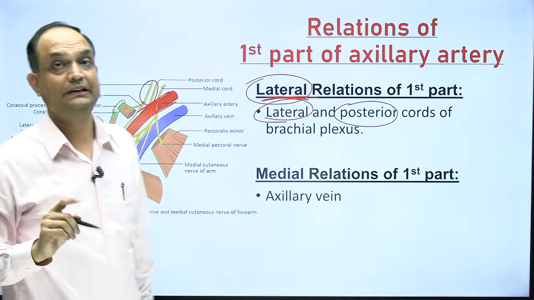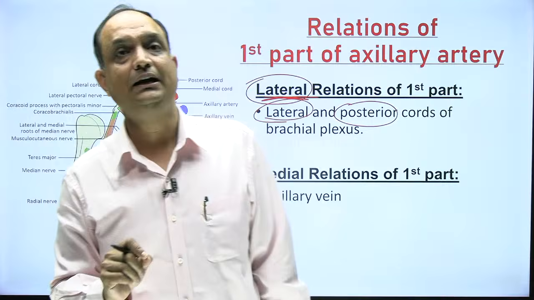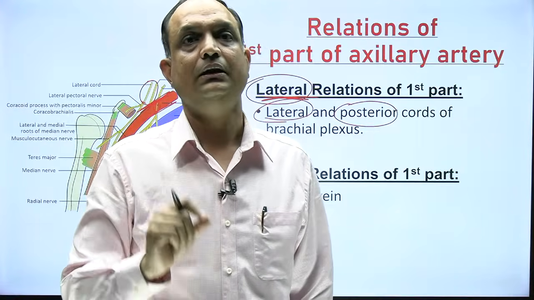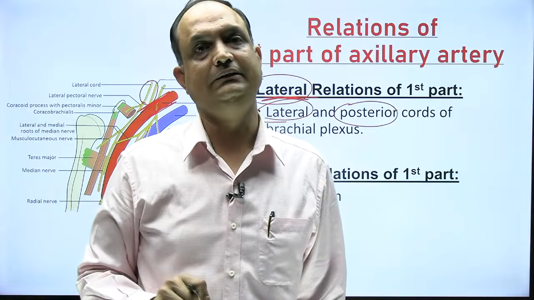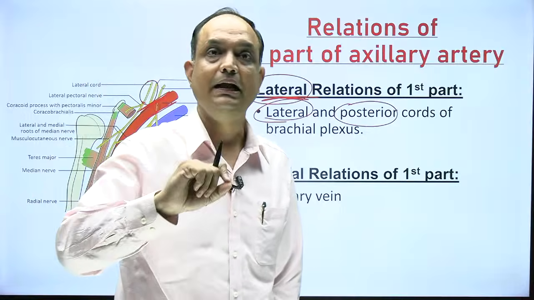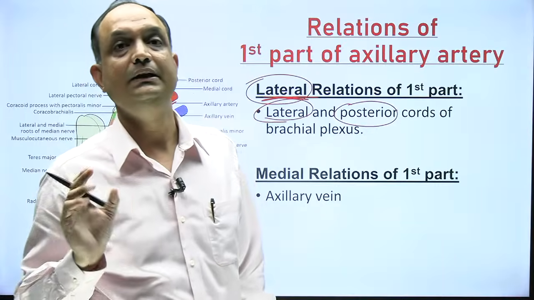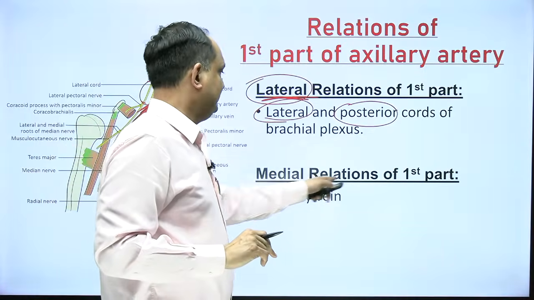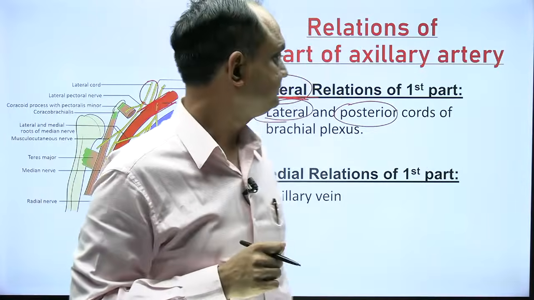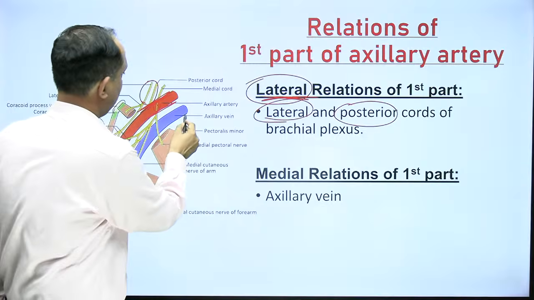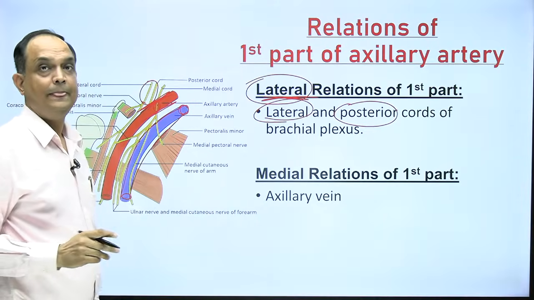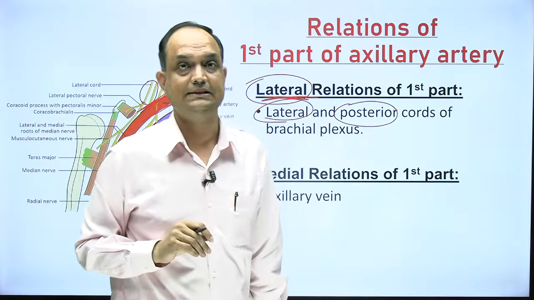So whenever you see this diagram in your book, you will find that the medial cord is always shown by dotted lines in relation to the first part of the axillary artery. The dots explain that the medial cord is going behind and gradually it will shift to the medial side. What is the medial relation of the first part? The medial relation of the first part throughout its length is the axillary vein. So the axillary vein is the medial structure and the artery is the lateral structure in the axilla.